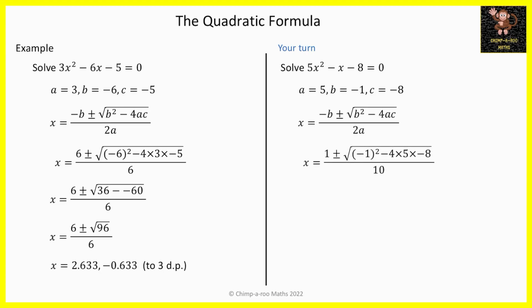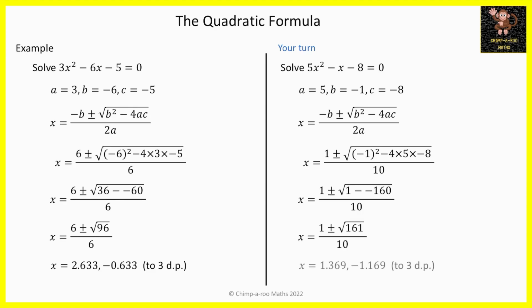Minus 1 all squared is 1. 4 times 5 times minus 8 is minus 160, so it's 1 minus minus 160. So we've got 1 plus or minus root 161 all over 10. And then evaluate that in your calculator. 1.369 and minus 1.169.